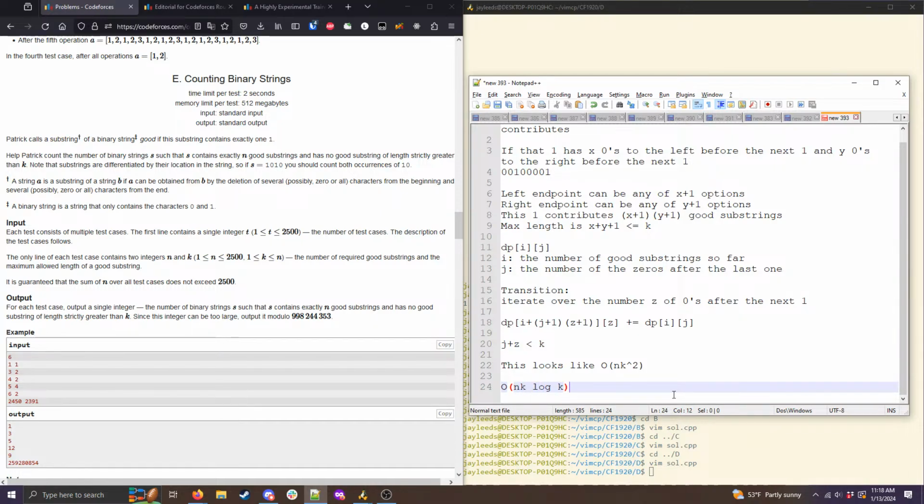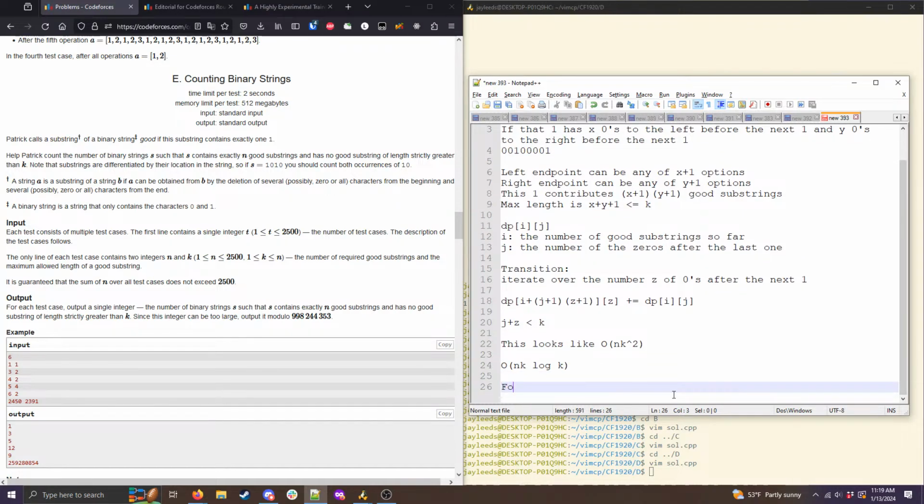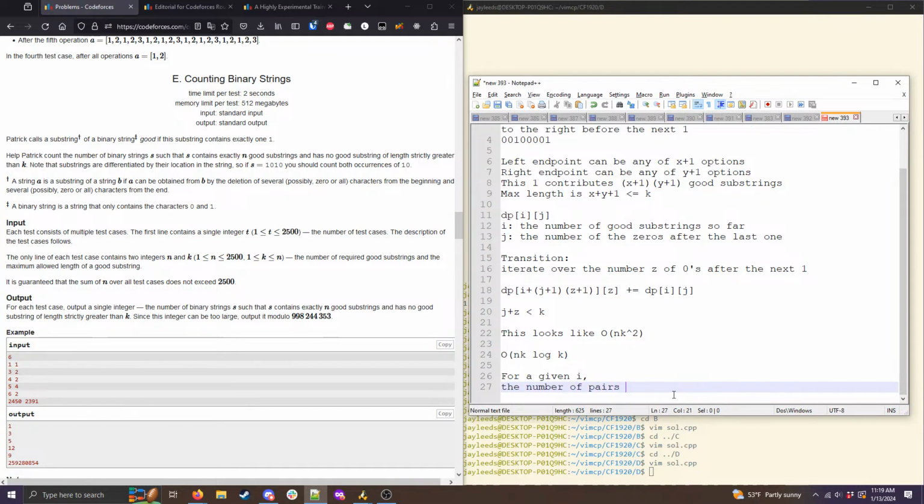And this is a pretty well-known fact that's worth learning if you haven't seen it before. The idea is that for a given i, the number of pairs j and z such that j times z is at most n, which it has to be for it to be a valid transition because i plus (j plus 1) times (z plus 1) has to be at most n, is O of n log n.